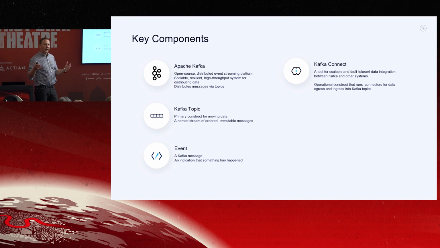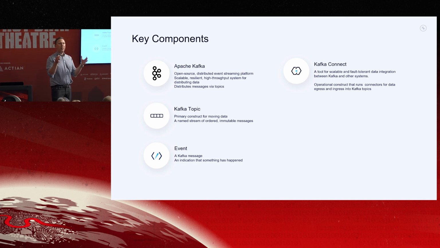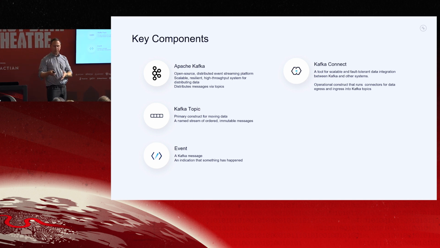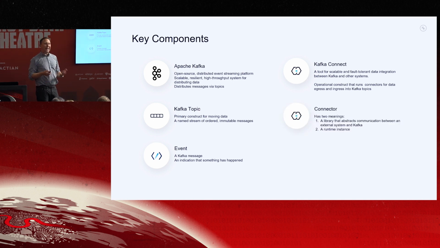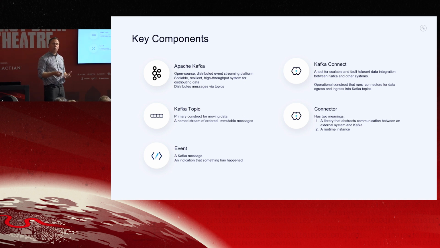To interface with databases or data warehouses, we're going to use a platform called Kafka Connect. Kafka Connect is a tool for scalable and fault-tolerant data integration. You can kind of think of it as a cluster of application servers that run particular jobs to talk to a particular type of technology. Those things are called connectors. A connector is a library that talks to a particular technology type. So for example, Snowflake or Databricks or Postgres or Oracle or any of those types of things.